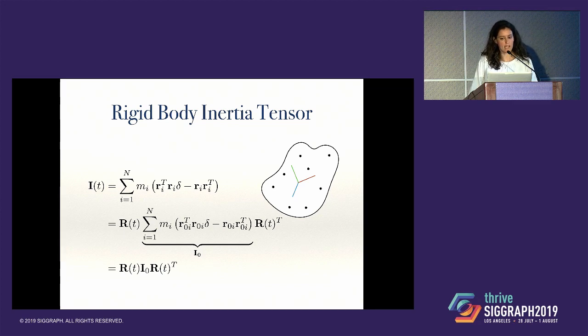So it depends on time, but we can also calculate it in the object space. That's I0 at the bottom. So we can calculate it in object space once at the beginning of our simulation, and then based on how the object is rotating in time, we update the inertia tensor based on the current configuration.